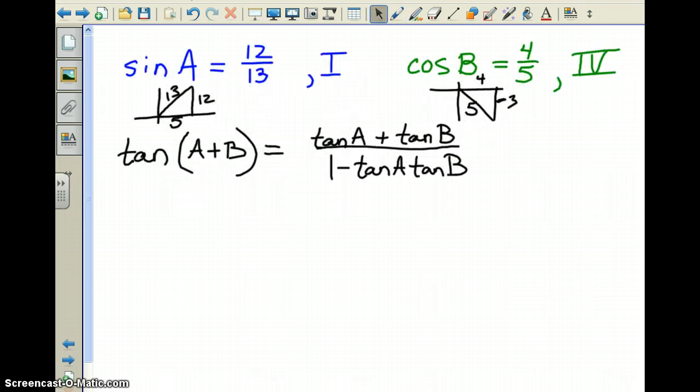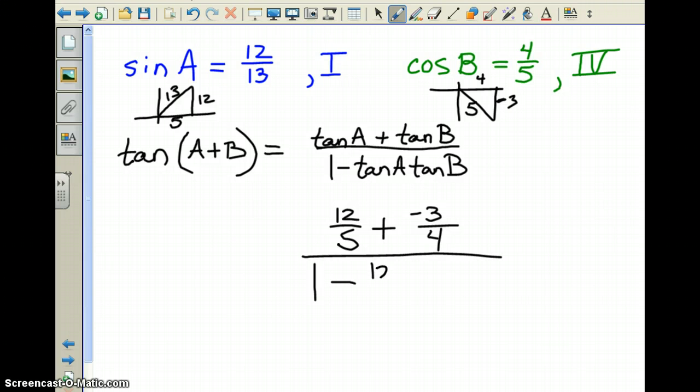Notice that the tan formula, all it uses is the tan ratio. So we're going to have to look back at our triangles to get the tan of A and the tan of B. So tan of A, opposite over adjacent on the first triangle, will be 12/5. Opposite over adjacent on the second triangle for angle B will be -3 over 4.